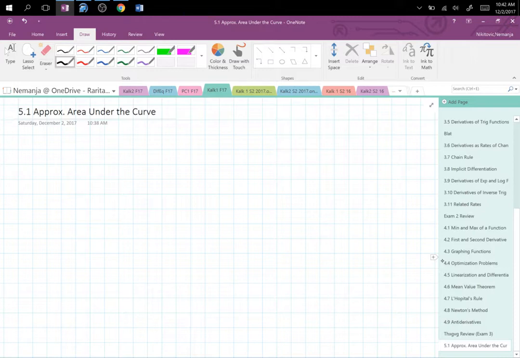Hello and welcome back to Calculus 1, Chapter 5, Section 5.1, Approximating Area under the Curve. It's going to be interesting. So we are going into Chapter 5 now to learn about integration, and we already know how to integrate from 4.9. The question is, what is so special about integration?